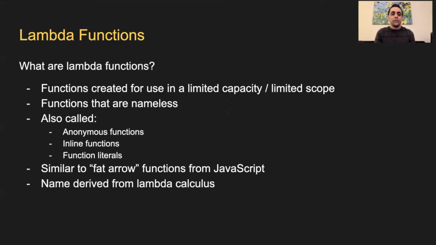Lambda functions are very similar to fat arrow functions from JavaScript. So if you're familiar with those, you shouldn't have too much trouble adapting to Lambda functions in Python. Finally, Lambda functions actually get their names from lambda calculus. Now, I have no idea what lambda calculus is. That's probably a lecture for another time. But for now, let's stick to our code.